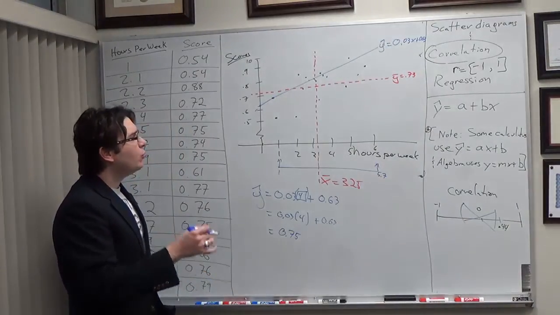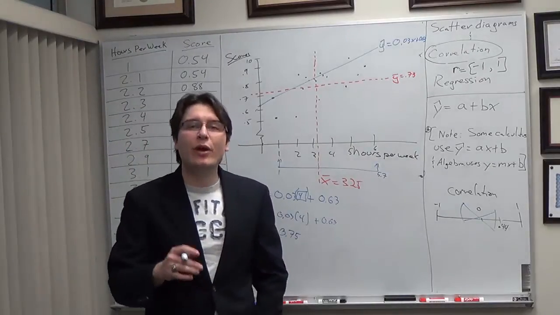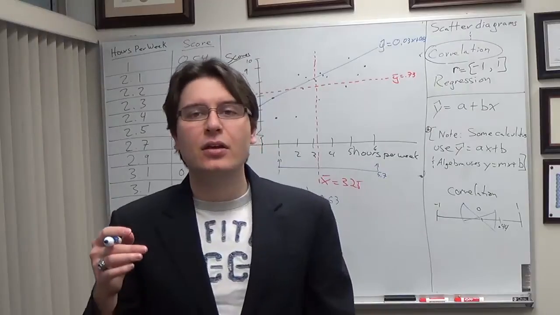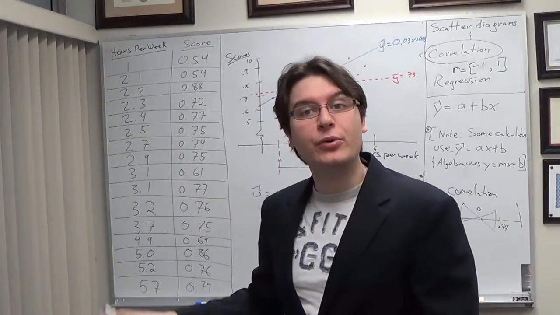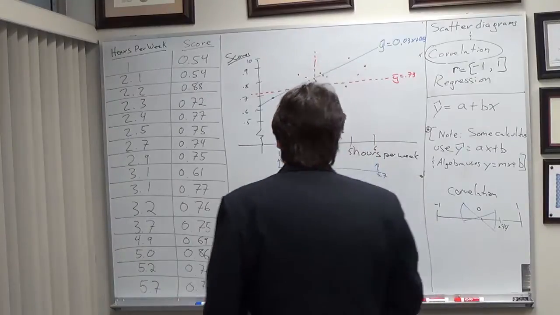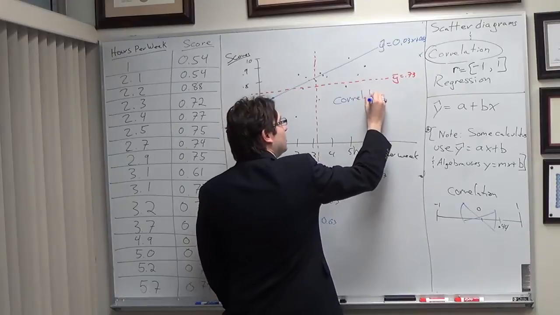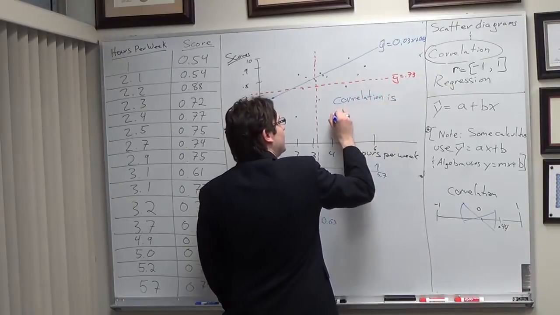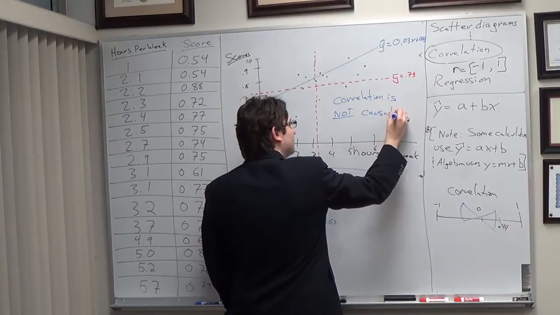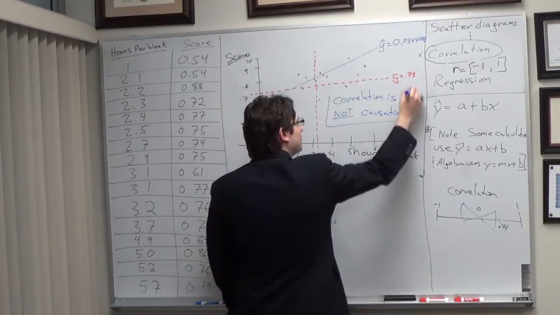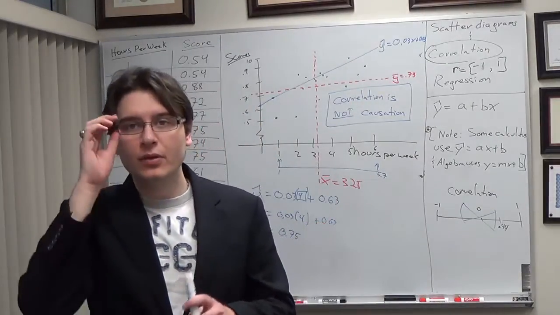So what this whole process of scatter diagrams, correlation, and regression gives us is a way to talk about what happens if we think there should be some connection between hours per week and score. Some things to watch out for. Correlation is not causation. This is rule number 1 in statistics.